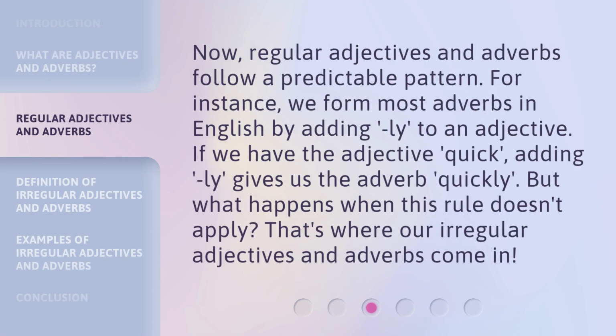Now, regular adjectives and adverbs follow a predictable pattern. For instance, we form most adverbs in English by adding "ly" to an adjective. If we have the adjective quick, adding "ly" gives us the adverb quickly. But what happens when this rule doesn't apply? That's where our irregular adjectives and adverbs come in.